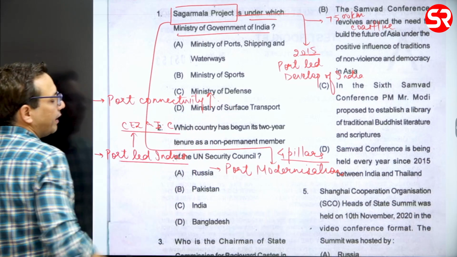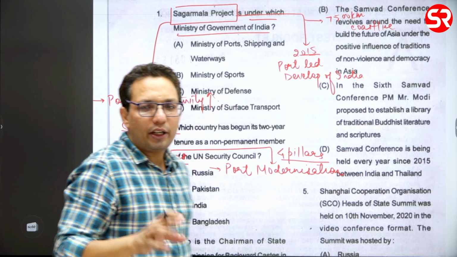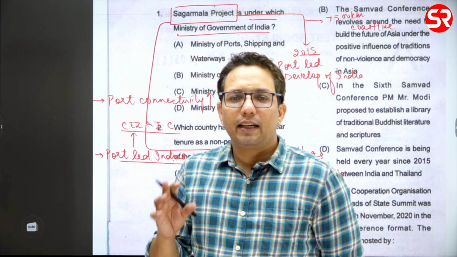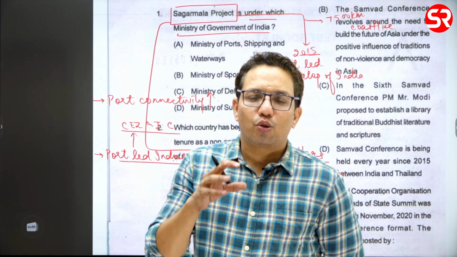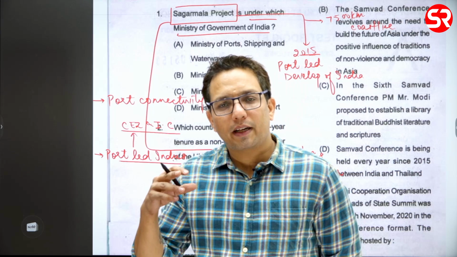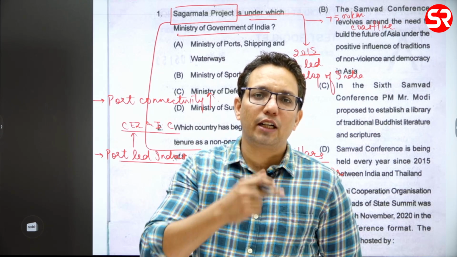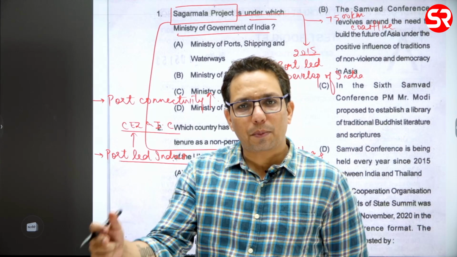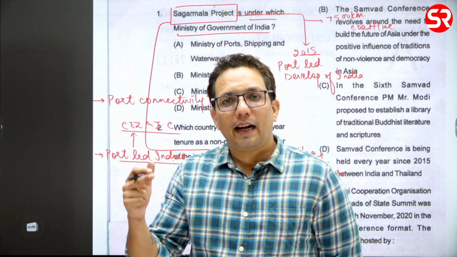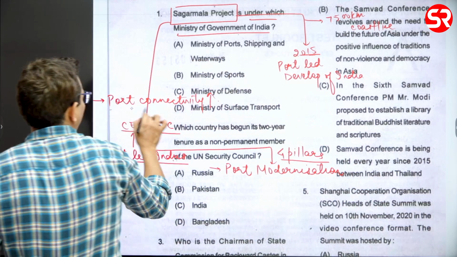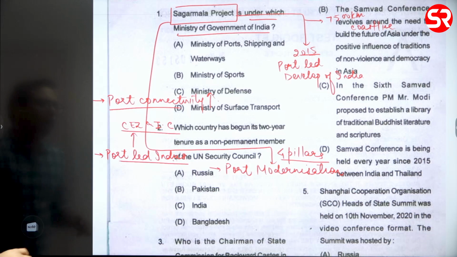If we have to reduce the turnaround time of our ships, then we need to increase the connectivity of ports through multiple ways. A port should be connected to the hinterland not only through roads, it should be connected through railways, through coastal shipways, and through inland waterways also. So we need to focus on multimodal connectivity, hence port connectivity enhancement.